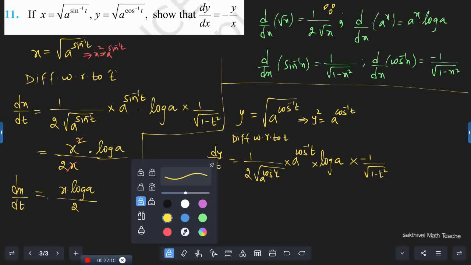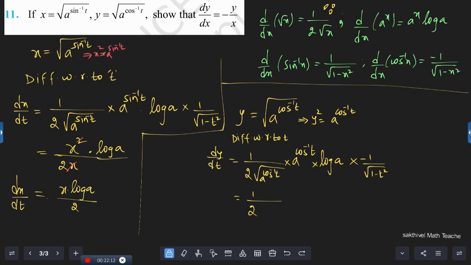Now what all you can write, listen. So 1 divided by 2 into, this question, the question is y. Y you can write. And this one is y square, a power cos inverse. That is y square into log a. And what do we have extra? Square root of minus is there. This minus square root of 1 minus t square. Yes, 1 minus t square.